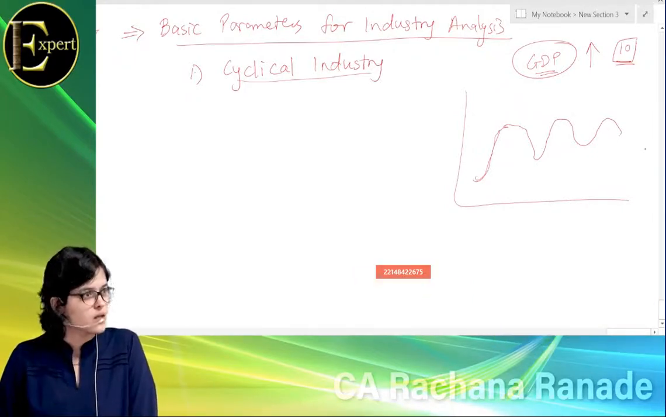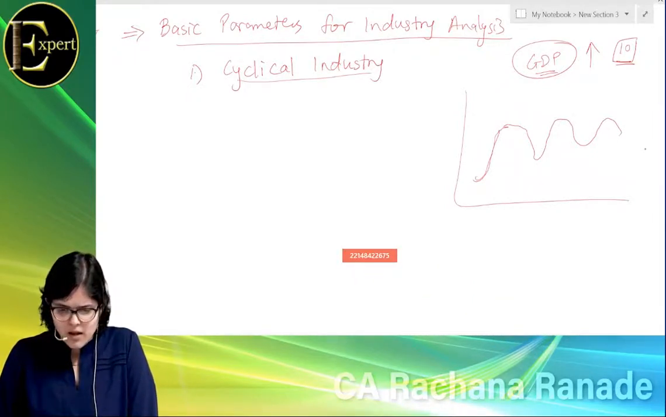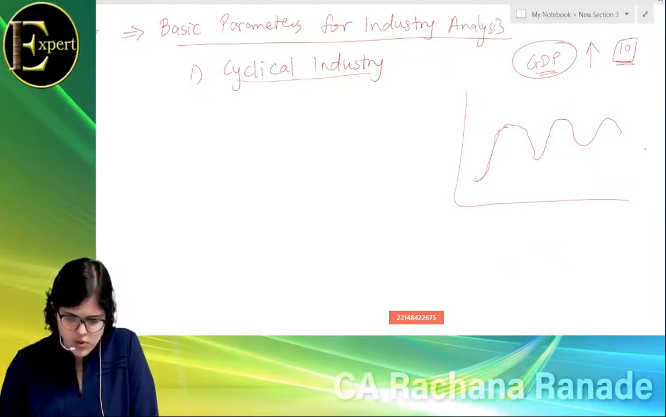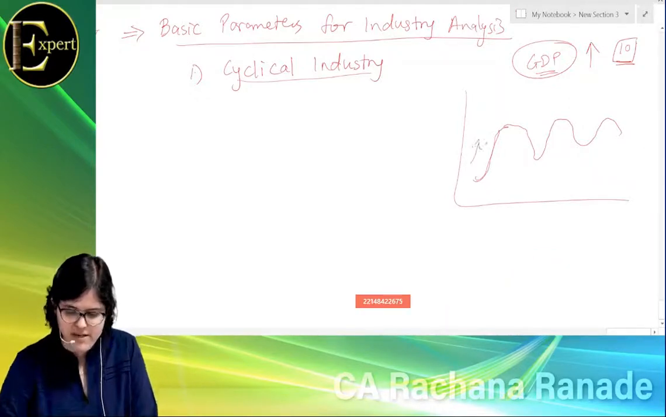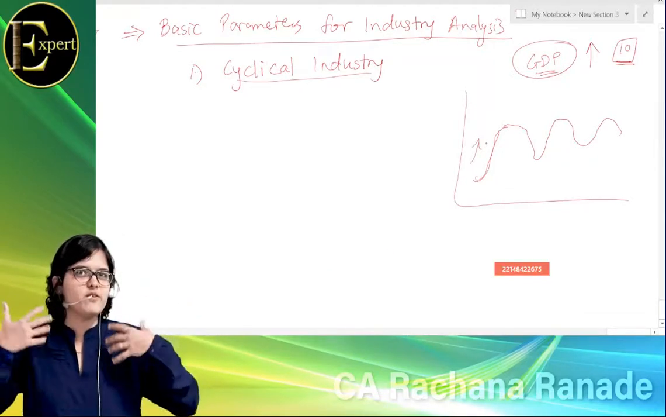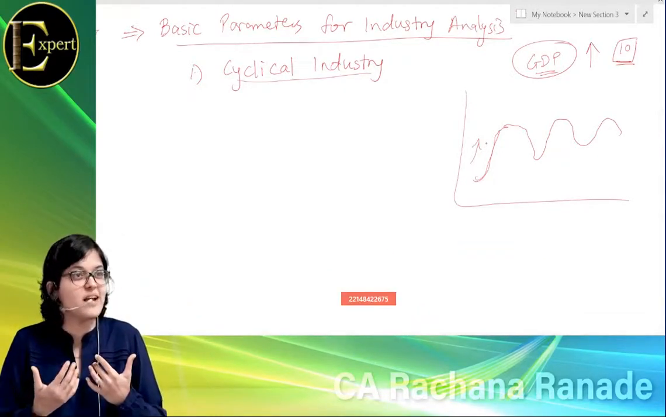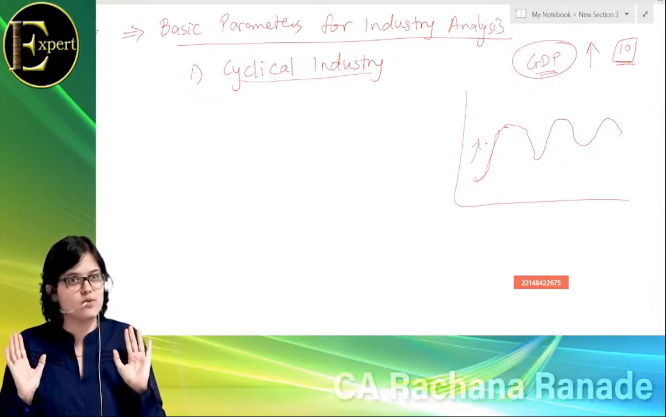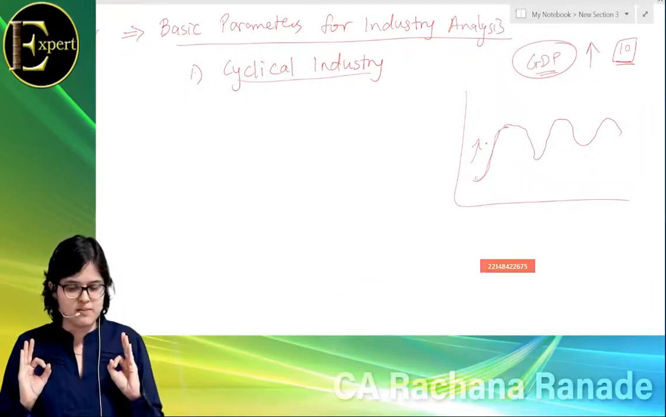Now, can you think of certain industries which will perform better when the overall GDP is high? See, overall GDP is high, it's a flourishing scenario. Means what? Everyone is earning nicely. If everyone is earning nicely, then ideally the spending capacity is also good. And the best example of a cyclical industry is the automobile sector.